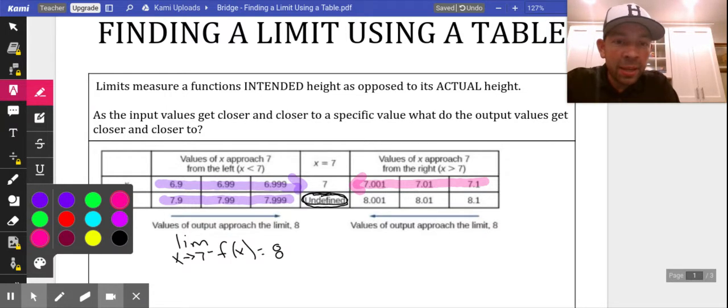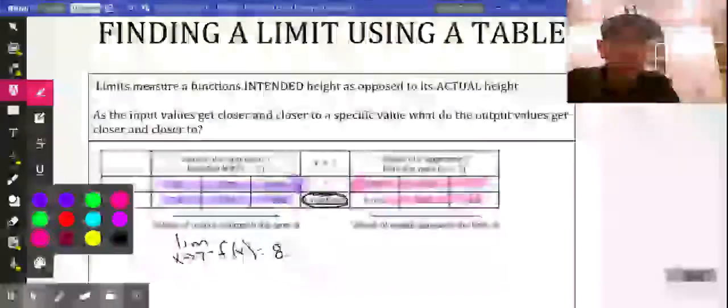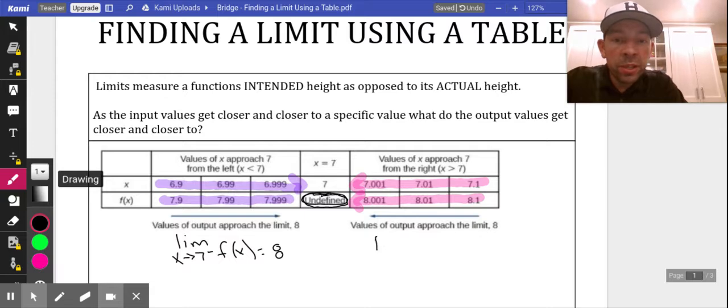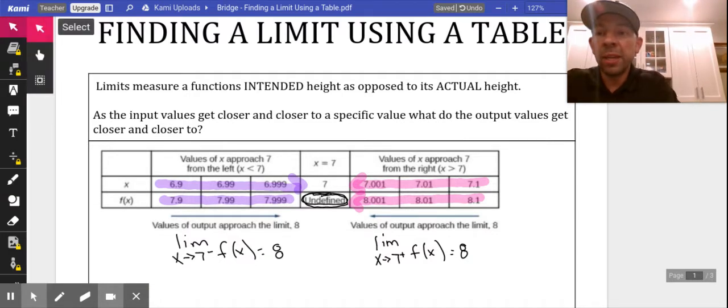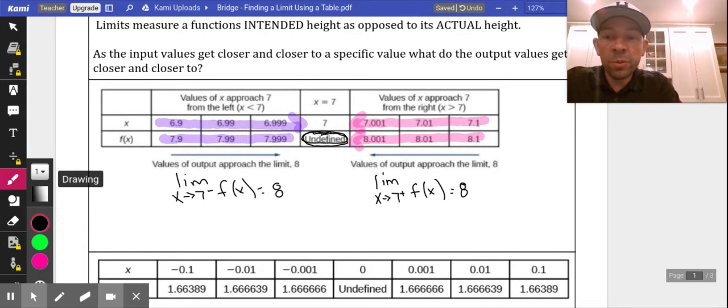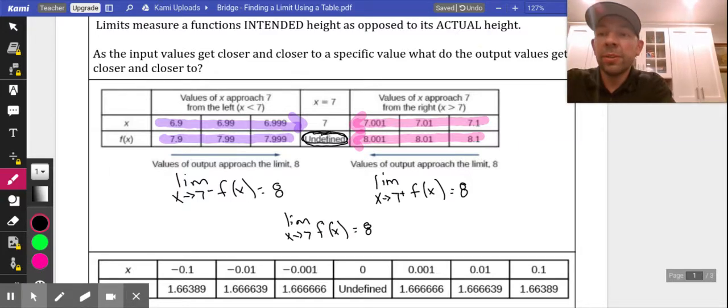And while that's happening, the output values are getting closer and closer to what? 8 again. So what we'll say with great notation here is the limit, LIM abbreviates the limit, as x approaches 7 from the right-hand side equals 8. So what we're saying is the intended height of the function is equal to 8. Now again, check this out. Our two different one-sided limits both equal 8. So now we could summarize that and say the general limit as x approaches 7 of f of x equals 8. Winner, winner, chicken dinner.